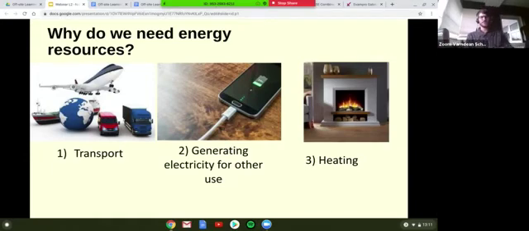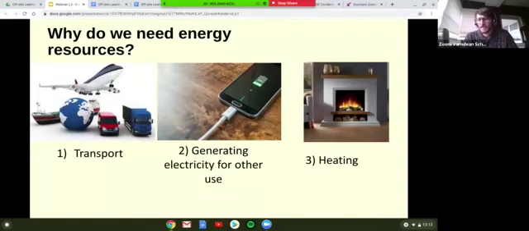The second reason is generating electricity for other use. This is in homes, in industry, any device which requires an electrical current. We would need to generate that electrostatic energy from another store, from an energy resource. You obviously know that we use a variety of wind turbines on Brighton seafront, and some of that electrostatic energy would be transferred through the wires into your homes and into industry, and then you'd use that to charge your phones or put a TV on or anything else which requires electrostatic energy.